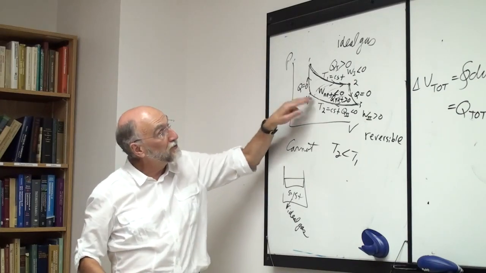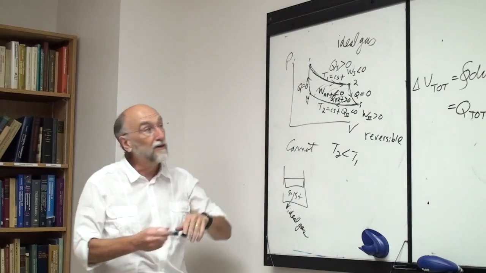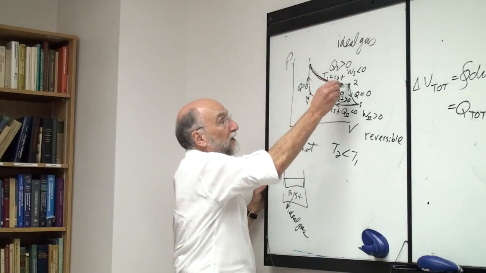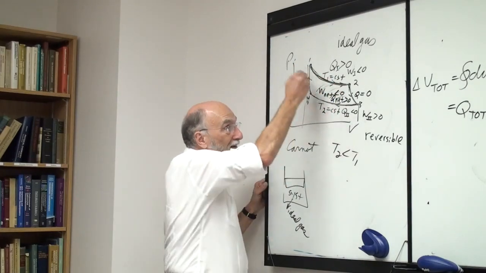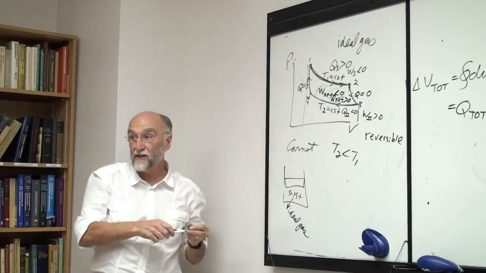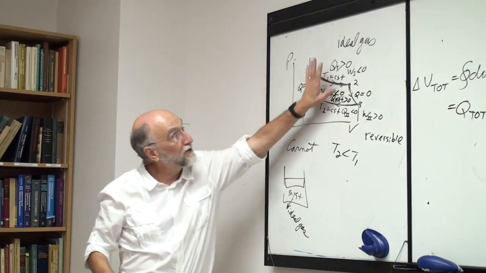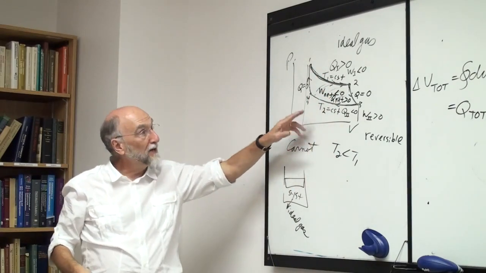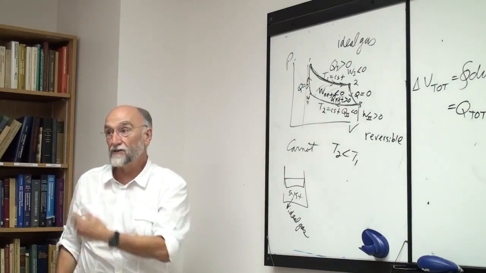So the net work is really the area inside the curve. But the total heat that you have to put in is just this area during the two expansions. That's the heat. You put in heat during this expansion. The heat that you get back here is just lost.